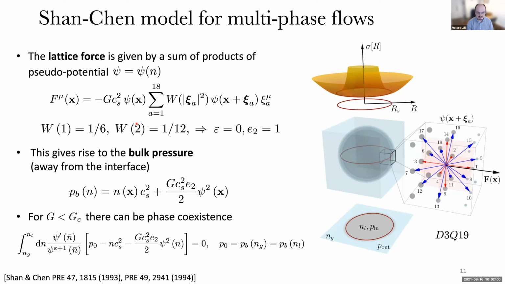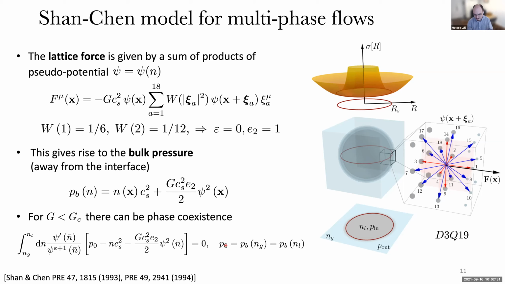And this force gives rise to a bulk pressure. The bulk pressure can be written in this way, where e2 is equal to 1. And this equation of state, because it's a pressure as a function of the density, allows for phase coexistence when the coupling G is below a given critical threshold. What does it mean? It means that it is possible to have the same value of the pressure in the bulk for two different values of the density, say the gas and the liquid one, and they're equal to p0.